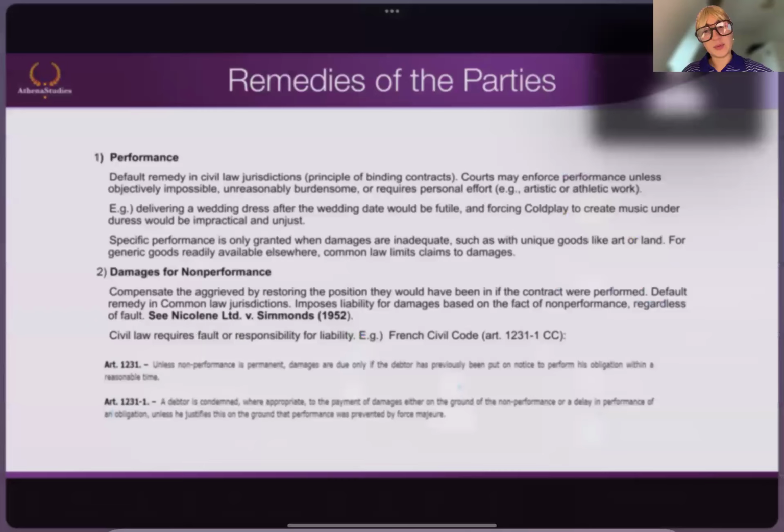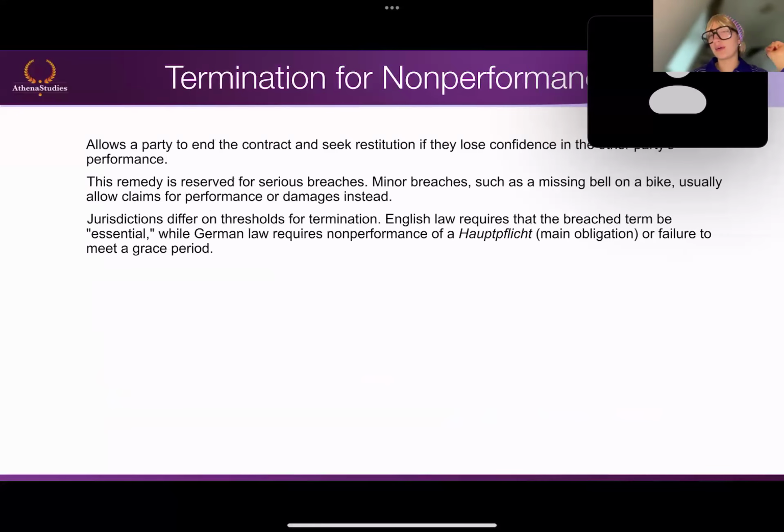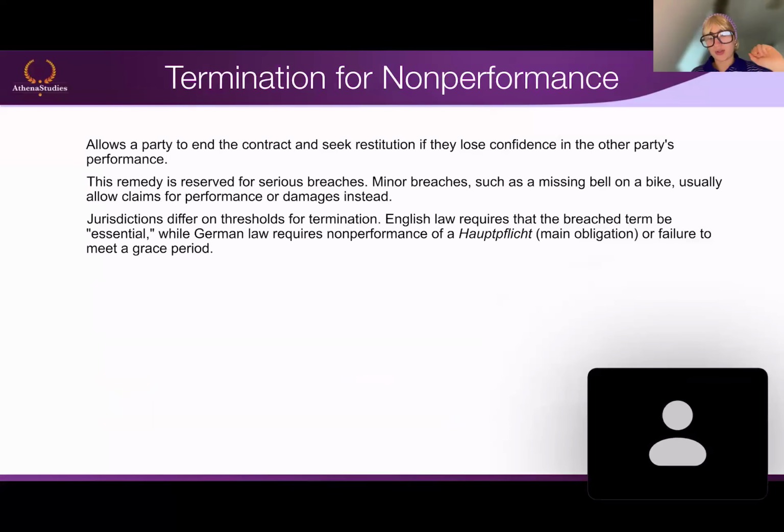Then we go back in again to our last slide, and then we have the practice question that I promised you. So now we're on termination for non-performance. Termination for non-performance is basically allowing the party to end the contract and seek restitution if they say, well, I don't trust you anymore because you're not performing and I don't think you will perform. But the thing is, you cannot really terminate the contract for anything.